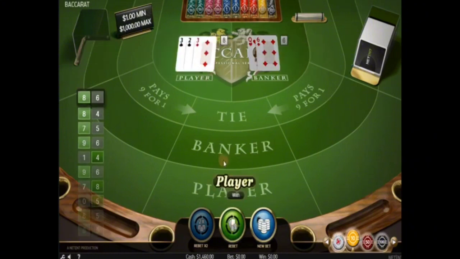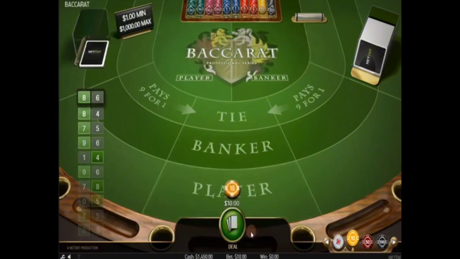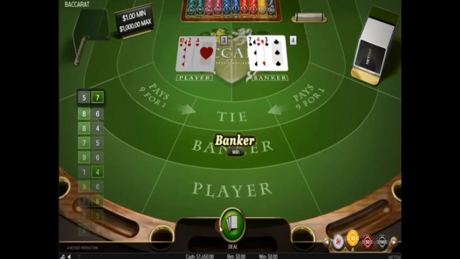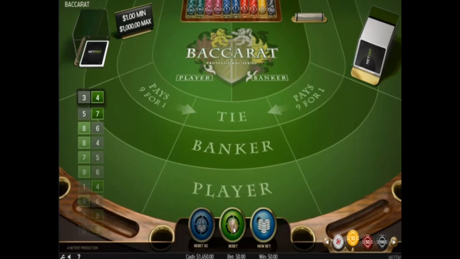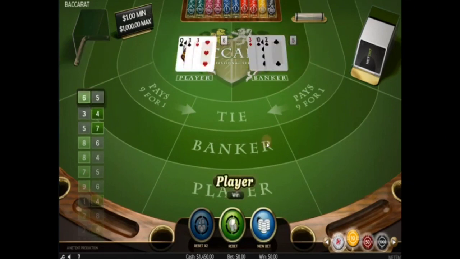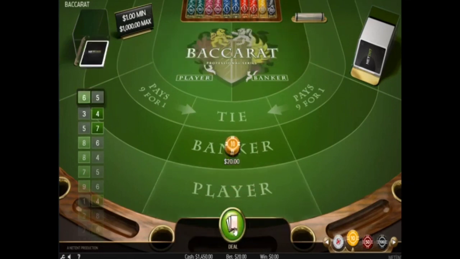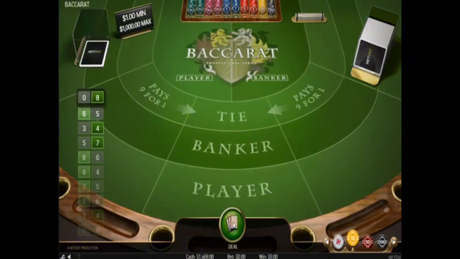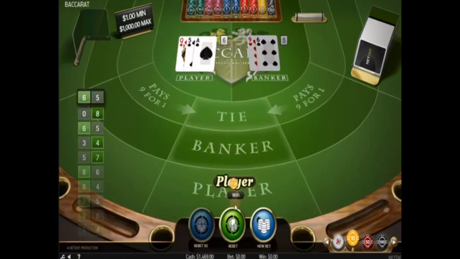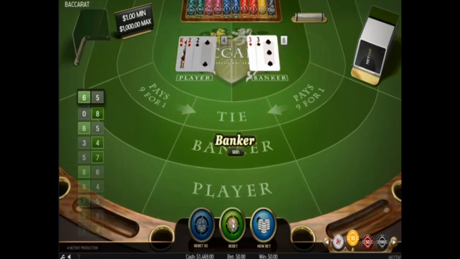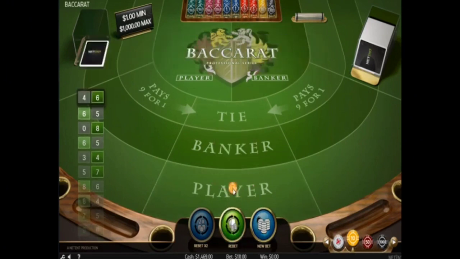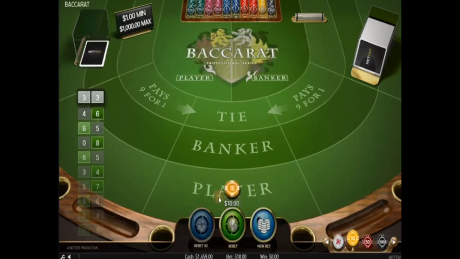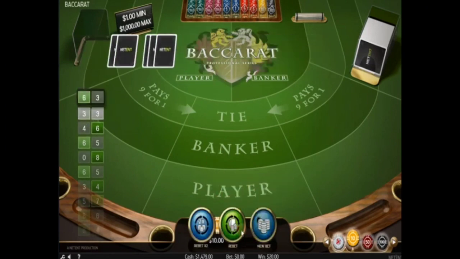Player 1. Player shows an even number. Okay. Banker 1. Banker shows an odd number. Cash flow. All right. Starting to get the hang of this. So player 1. Player shows an even number. Okay. Ride right over the ties and cash flow.